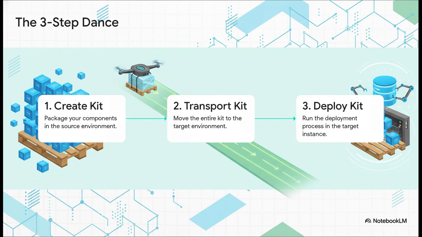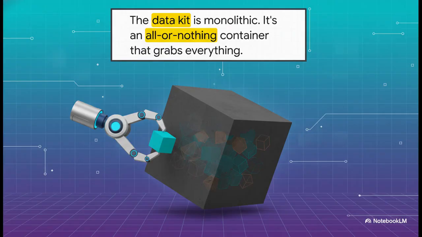No, first you have to create the pallet, this data kit, then you load all your components onto it. Step 2, you transport that entire pallet using the metadata API or change sets. And then, step 3, when it gets to its destination, you have to run another process to actually deploy it. It's this whole 3-step dance you have to do every single time. But here's the kicker. This pallet, this data kit, it's monolithic. It's an all-or-nothing deal. It just grabs everything.